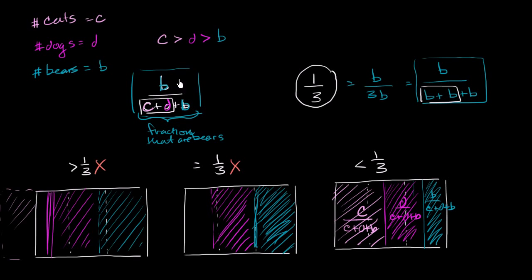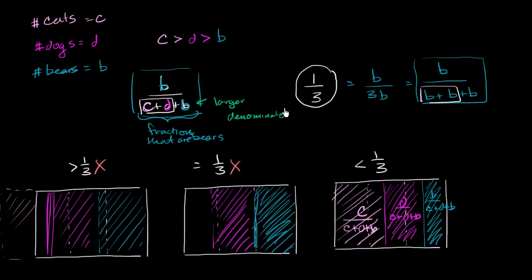Well, yes. We already see right over here, it was given to us that c is greater than d that is greater than b. So both c and d are greater than b. So c plus d is definitely going to be greater than b plus b. So this denominator right over here is greater. So this has a larger denominator.